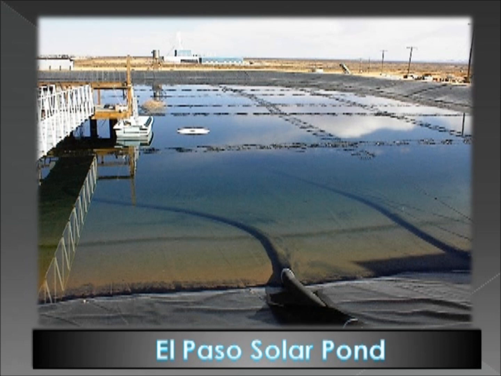This screenshot pictures the El Paso Solar Pond, which was a research, development and demonstration project initiated by the University of Texas. It has operated since 1986 and has successfully shown that it produces heat, electricity and fresh water.